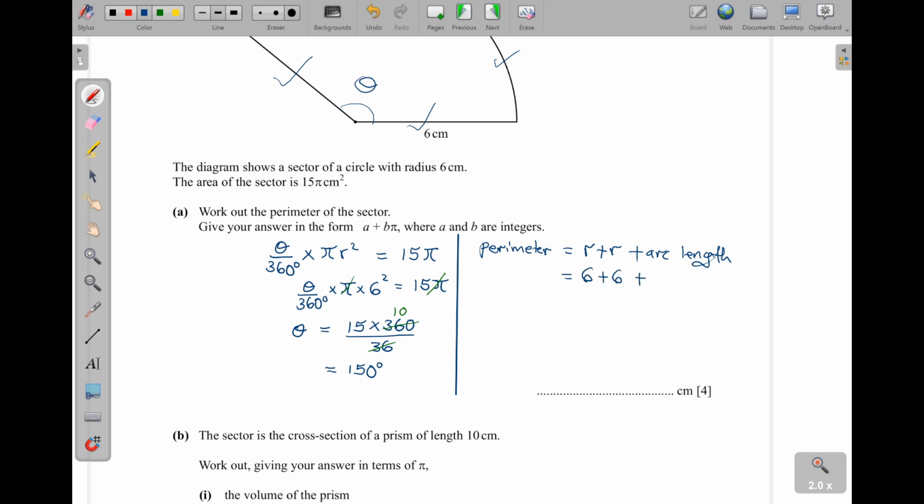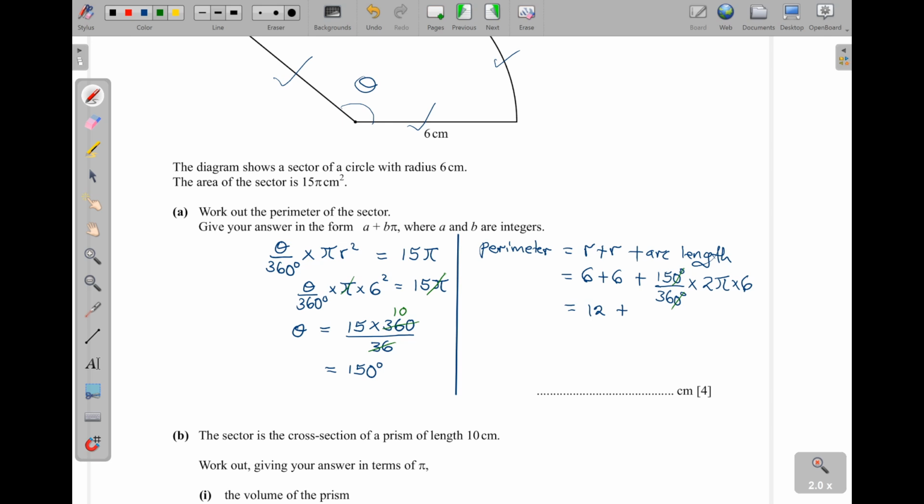Then the arc length is theta, which is 150 out of 360, times, an arc is part of the circumference of a circle, so we multiply by the formula for the circumference, which is 2 pi r. So 2 pi, and our radius is 6. So this one will give us 12, then plus. Of course, to simplify this, I'll take away this 0 here. And then this is 2 times 6, you get 12.